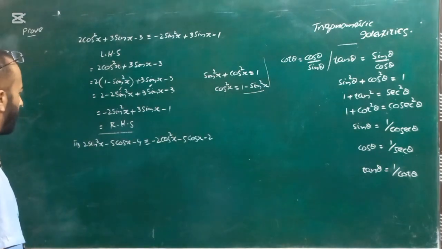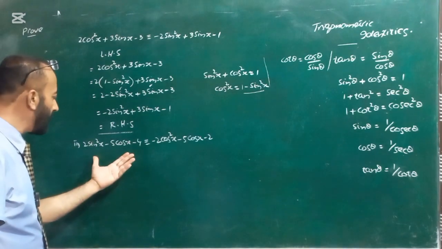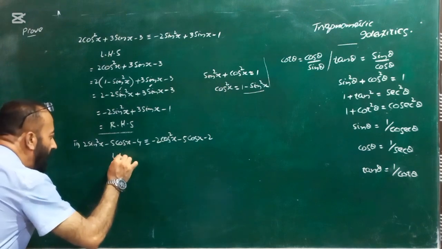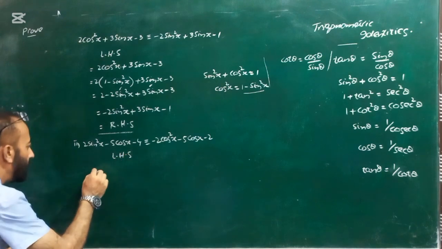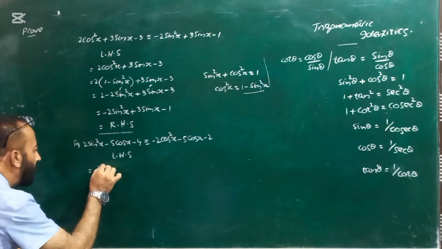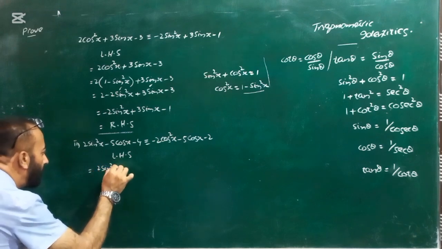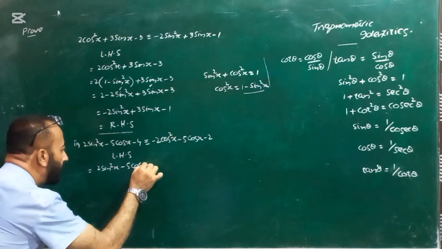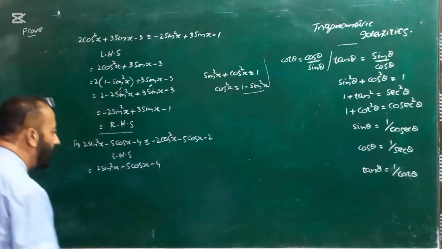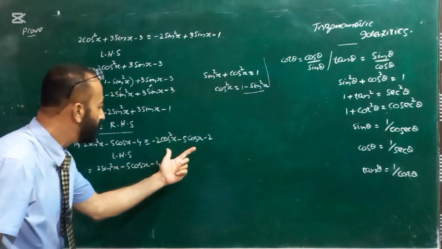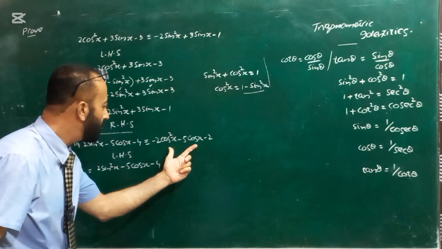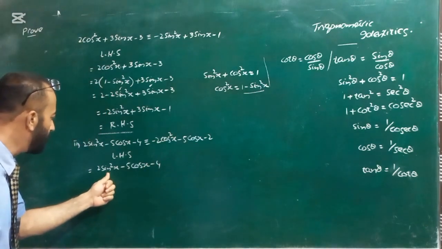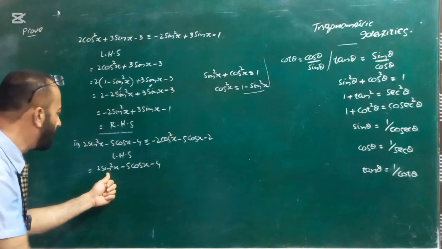So look now, here is another question. We have to prove this identity equal to this one. Suppose we take the left hand side, that is 2 sine square x minus 5 cos x minus 4. On the right hand side, if you see, there are only cos values. So we are going to replace this sine value with cos.